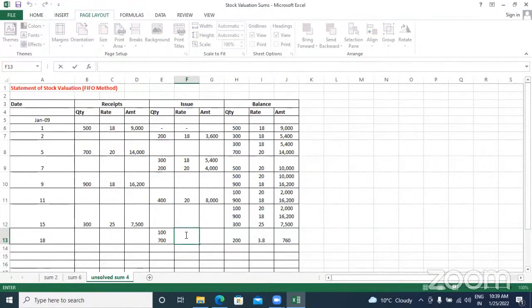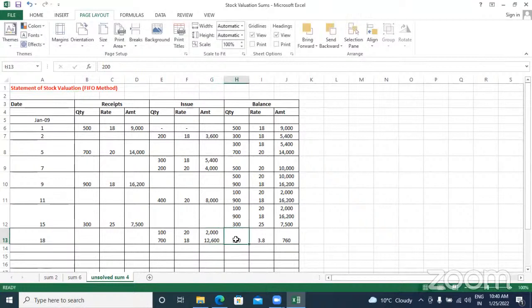Come to the next column. What is the rate of 100? 20, ma'am. Same, 20. What is the rate of 900? 18, ma'am. So for 700, 18 per unit only will be considered, because that 700 comes from 900 only. Now tell me the values. 100 into 20, correct? Yes, ma'am. And what is 700 into 18? 12,600. Are you sure? Yes, ma'am.